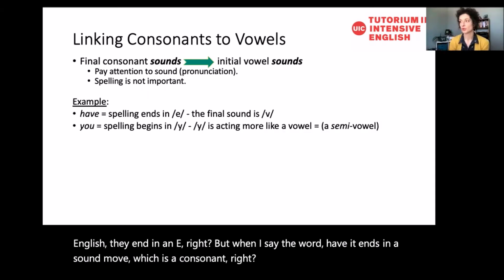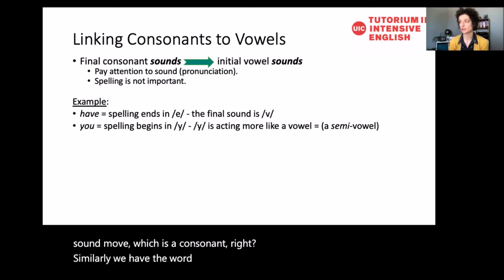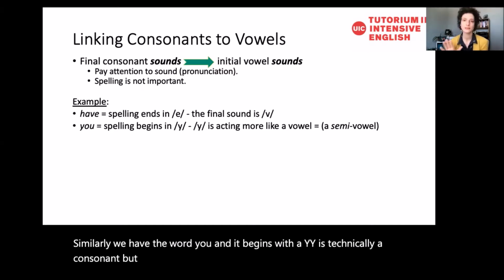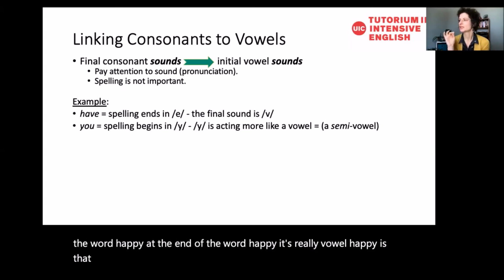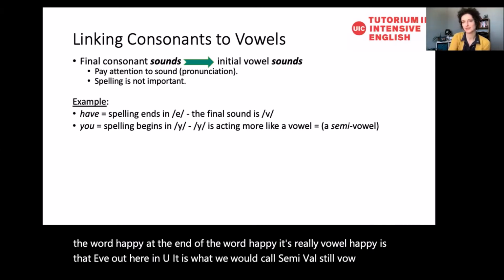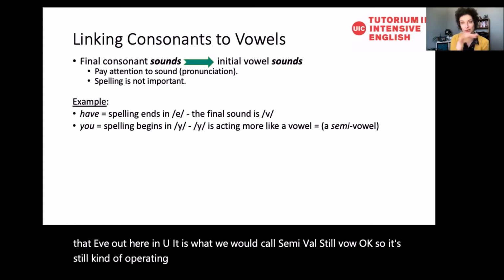Similarly, we have the word you, and it begins with a Y, and Y is technically a consonant. But here, it's acting more like a vowel, not as much as it does in the word happy. At the end of the word happy, it's really a vowel. Happy, it's that E vowel. Here in you, it is what we would call a semi-vowel. Still vowel-like, okay? So it's still kind of operating under the vowel umbrella.